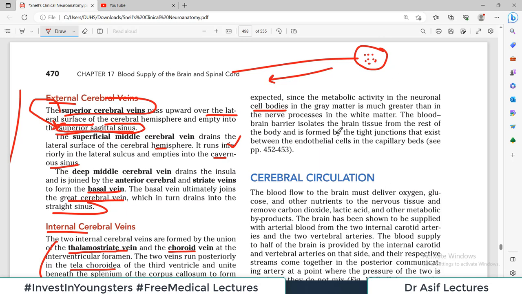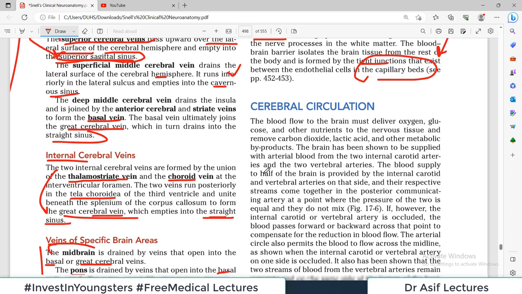Now the blood brain barrier isolates the brain tissue from the rest of the body and is formed by the tight junctions that exist between the capillary beds. Ye discuss karenge, blood brain barrier ka alag se ek topic hai, kisi na kisi video mein aayega, so it's not the topic here right now.